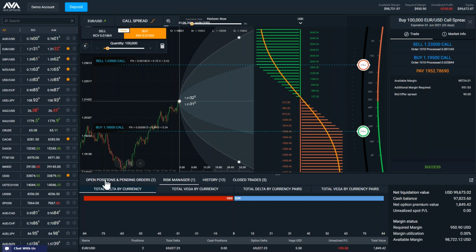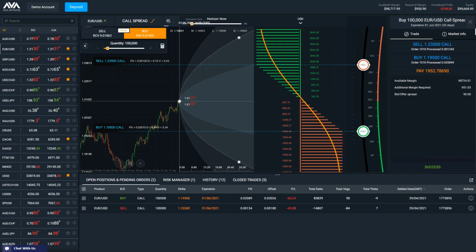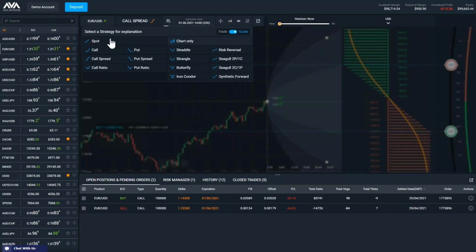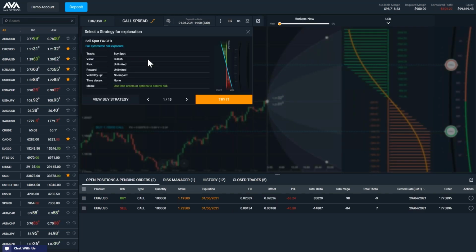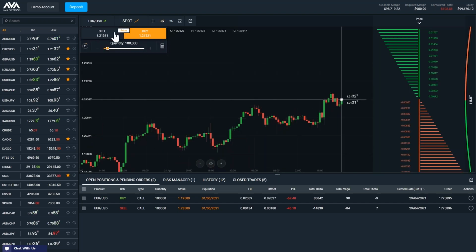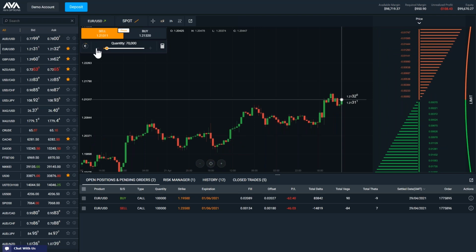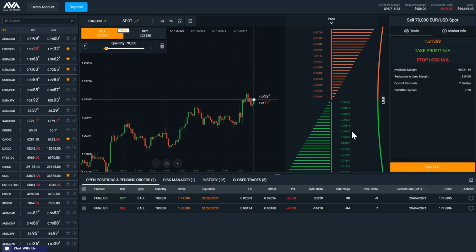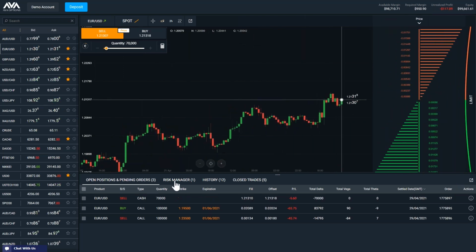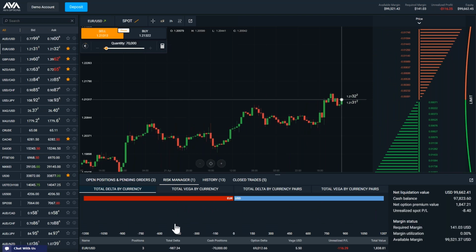So if I go into cash, spot, try it. If I sell 70,000, that's going to neutralize our risk. Execute, that's done. Risk manager, you see our total delta is now close to 0.